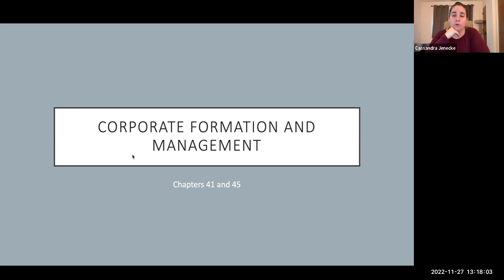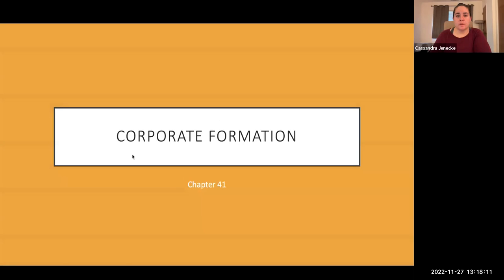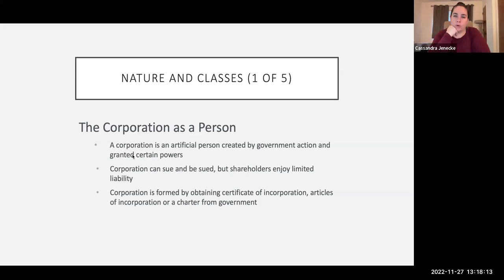Today we'll be talking about corporate formation and corporate management. This will be our last business organization structure that we discuss in this section of our class. Looking at formation, the important thing to understand first is that the corporation is legally considered an artificial person, meaning that it is created by the government and granted certain powers.